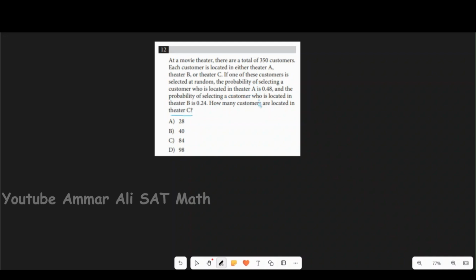Okay, so basically they give us the probabilities of some customer in this group of customers being in either Theater A or Theater B, right? And they want us to say, okay, how many people are in Theater C based on the information we're given. So, what is the fundamental concept we need to use here? Well, I would say it is proportions or probability, right?